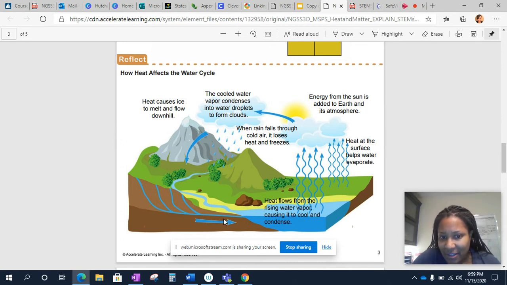And let's just look. It's a cycle, meaning that this happens over and over and over again. And lastly, heat flows from the rising water vapor, causing it to cool and condense. And that's how we get clouds.